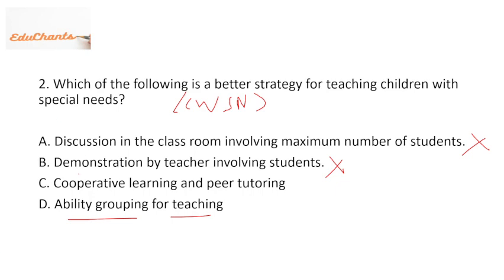So the answer will be cooperative learning and peer tutoring. That means if there are some handicapped children or CWSN, children with special need, we should try to focus on cooperative learning, how the students will cooperate with each other, and peer tutoring. A student or a friend of the CWSN should help another student to get all the learning materials and concepts as well.